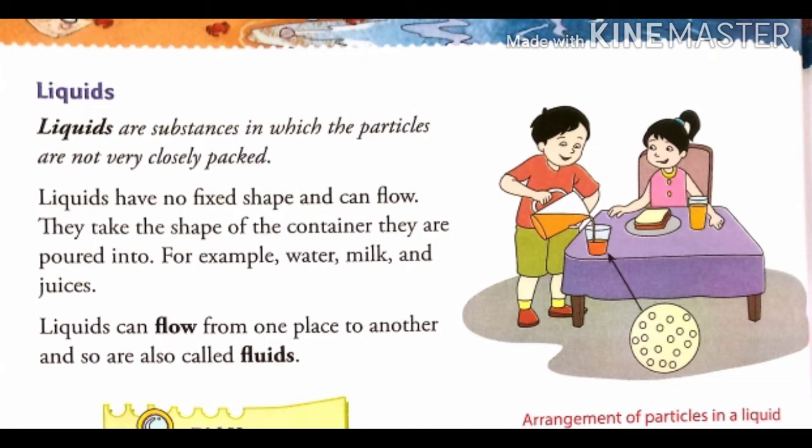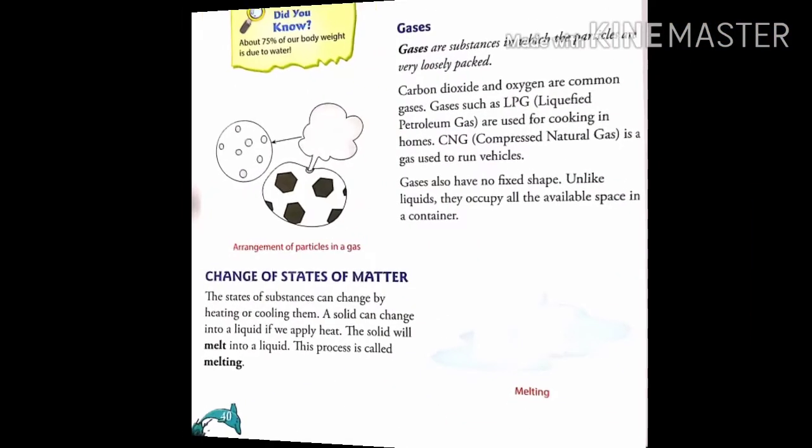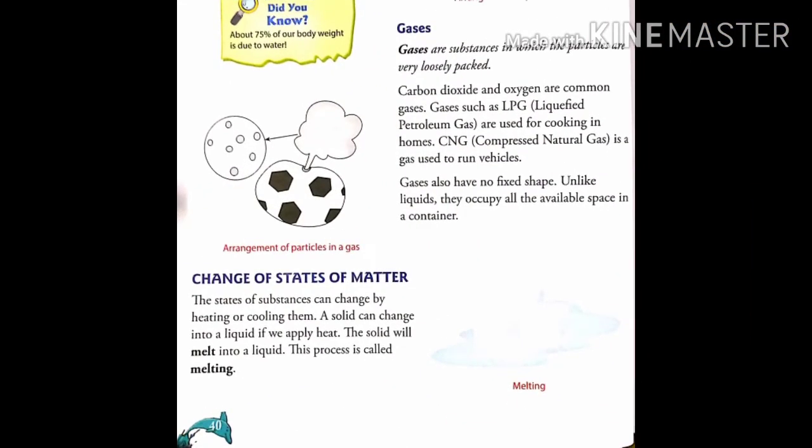Examples of liquids include water, milk, juices, etc. Liquids can flow from one place to another, therefore these are also known as fluids. So students, I hope you are understanding the states of matter, solids and liquids. You must have understood the difference between these two and the properties of these two states. Now let's move towards our third state of matter, which is gases.